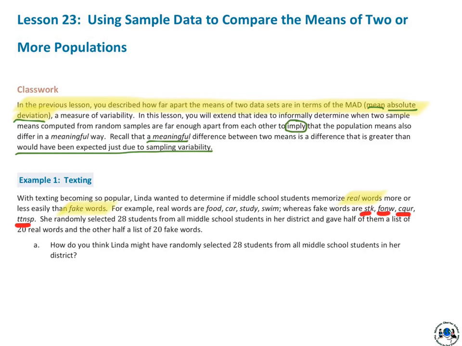Anyway, she randomly selected 28 students from all the middle school students in her district and gave half of them a list of 20 real words and the other half a list of 20 fake words. So here we go. We have two populations. One is getting the real words, one is getting the fake words. And it's a population of 28 students, and I guess she's going to split up 14 and 14. So how do you think Linda might have randomly selected the 28 students from all the middle school students in her district? How might she have done that?